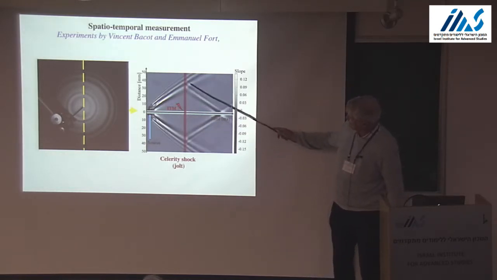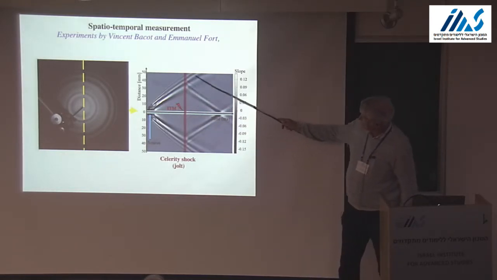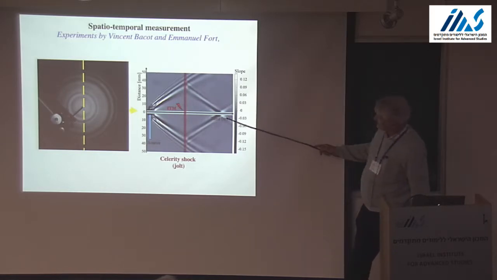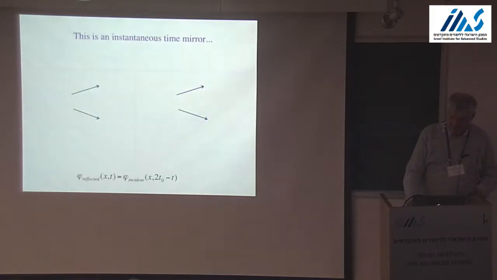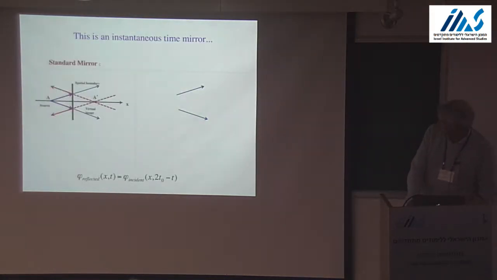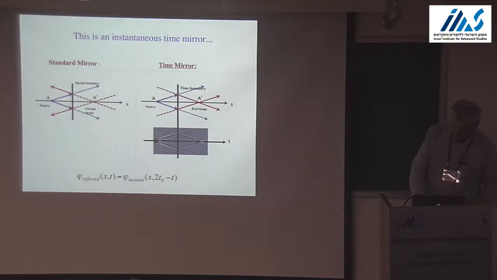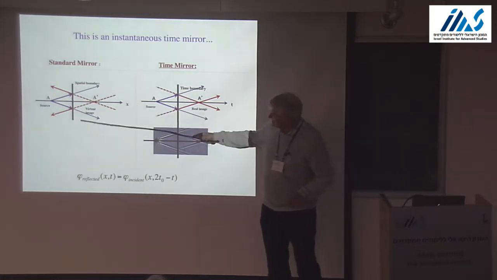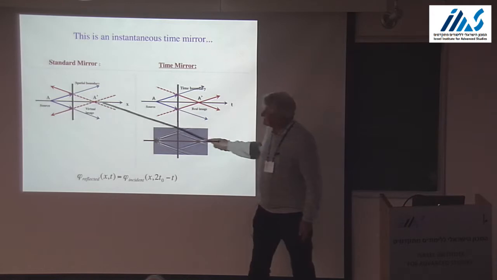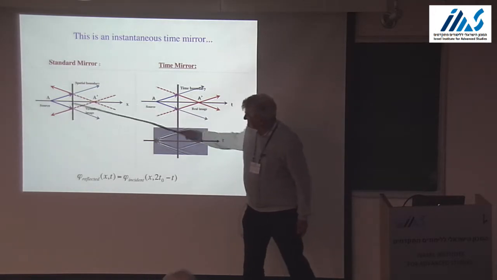This is a jolt, and you see that during the jolt, a wave keeps propagating straight, and a wave returns to where it came from. So this is one case. The authors have called it a time mirror, in the sense that it is equivalent to a standard mirror, which reflects a wave in space.